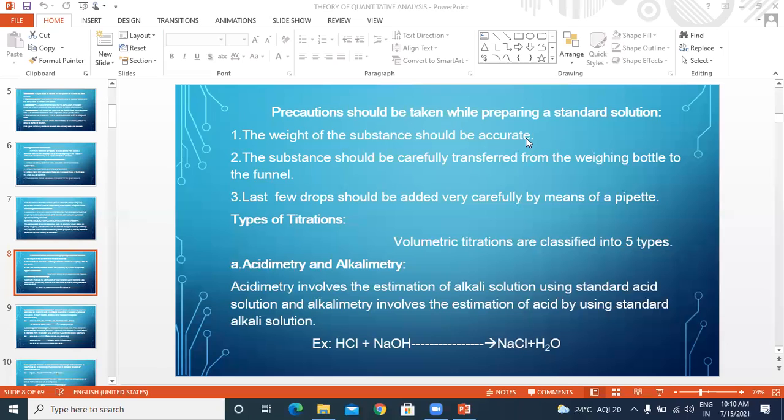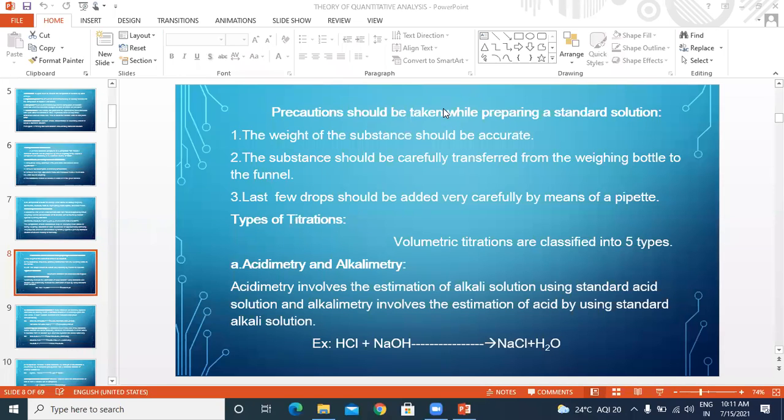Okay. The weight of the substance should be accurate, and the substance should be carefully transferred from the weighing bottle to the funnel. So first we should weigh the substance very accurately. Nowadays, we generally use a digital weighing machine in the laboratories. Before that, we used a simple balance. When using the simple balance, we expect more errors in weighing the substance, because we have to maintain up to 4 digits after the decimal point.